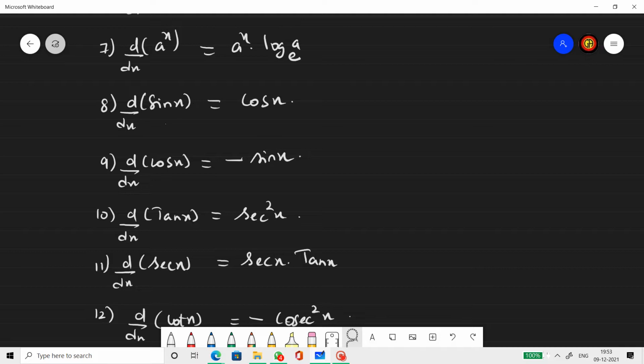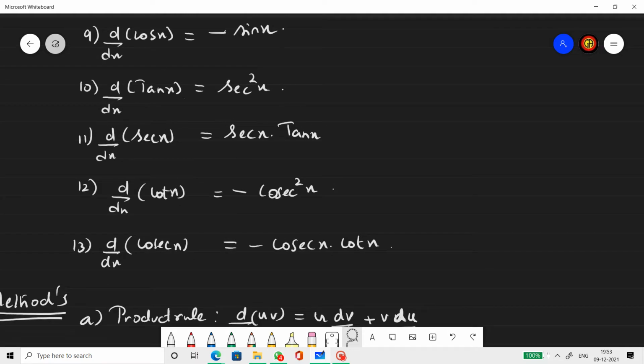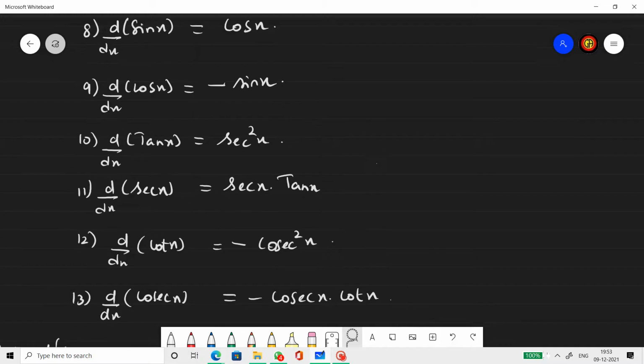Differentiation of trigonometric functions. Differentiation of sin x is cos x. Cos x is minus sin x. Tan x is secant square x. Sec x is sec x tan x. Cot x is minus cosecant square x. Cosec x is minus cosec x cot x. So trigonometric functions, differentiation is listed out.